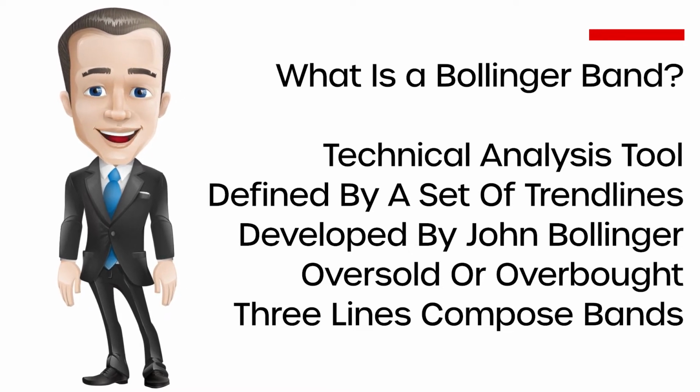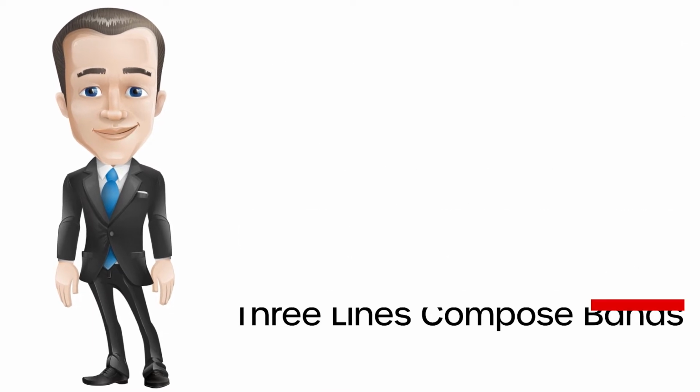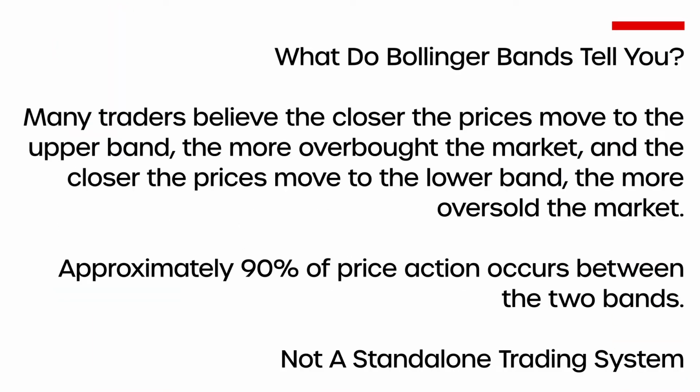There are three lines that compose Bollinger Bands: a simple moving average, the middle band, and an upper and lower band. The upper and lower bands are typically two standard deviations, plus or minus, from a 20-day simple moving average, but they can be modified. What do the bands tell you? Bollinger Bands are a highly popular technique. Many traders believe the closer the prices move to the upper band, the more overbought the market, and the closer the prices move to the lower band, the more oversold the market.